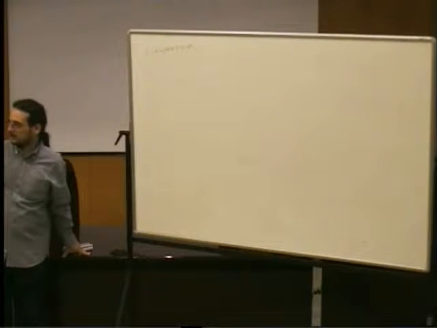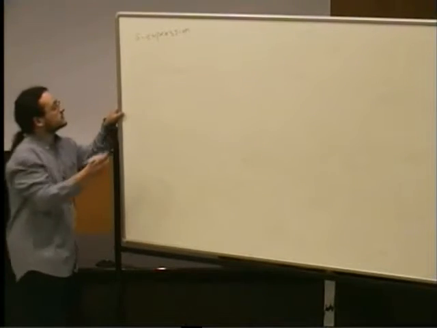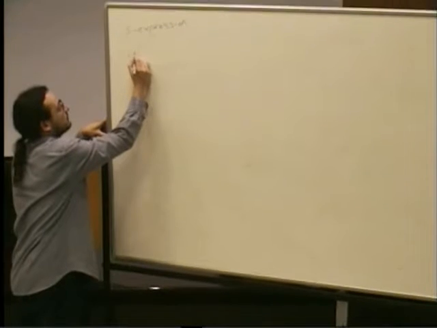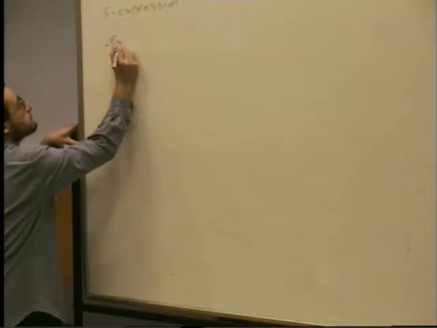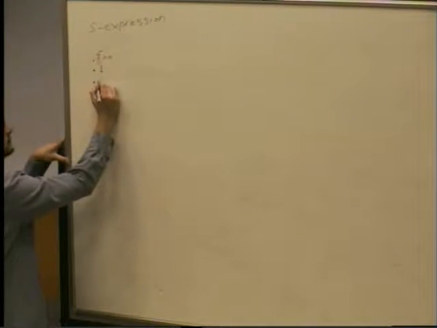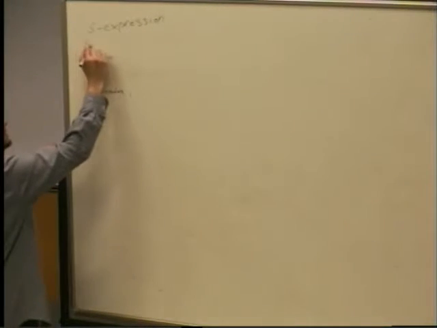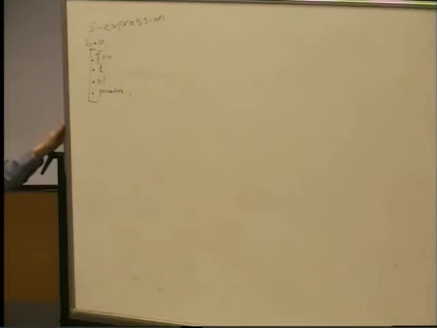An S expression is defined inductively. There are two cases, a base case and a recursive case. In the base case, an S expression can be a symbol, like foo, a number like one, a special object called nil, which we're going to say something about, and it can be something like a procedure, and other things we don't care so much about. So this is the base case. These are examples of S expressions.